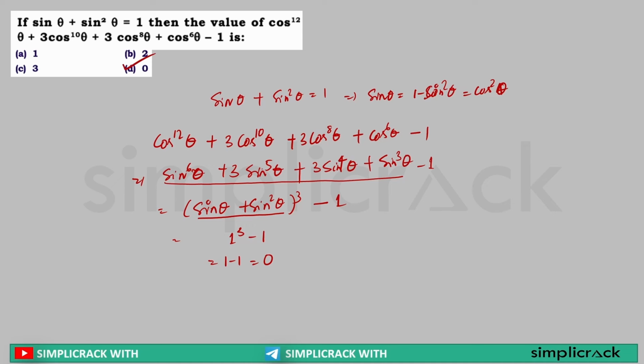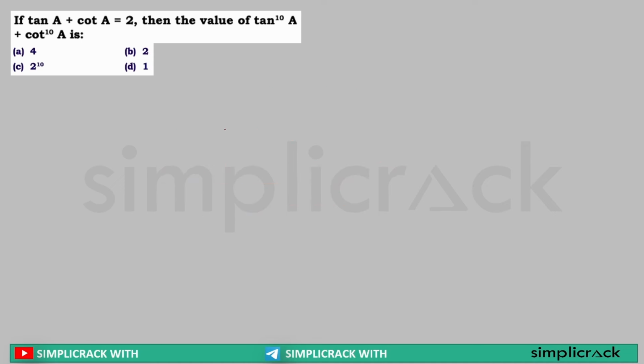Got it? Now, sir, tan A plus cot A is equal to 2. That means tan A plus 1 by tan A equal to 2. Now, what I have told you in algebra, x plus 1 by x is equal to 2, that means x is equal to 1. So here, what is the value of tan A? Sir, tan A value is equal to 1.